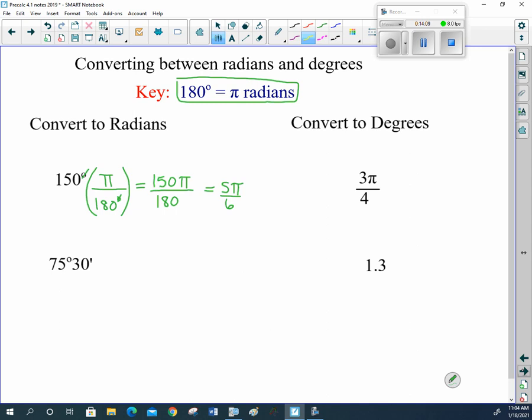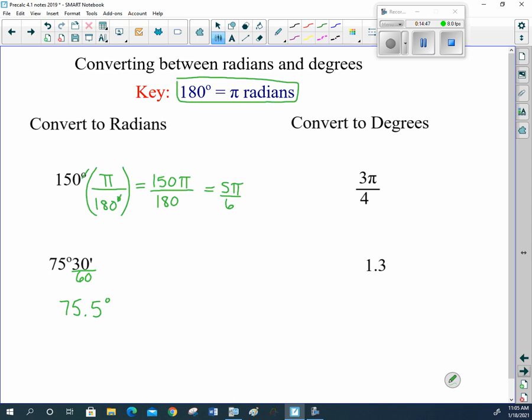Okay, so now we want to convert 75 degrees 30 minutes to radians. So before we do that, we want it to be in decimal degrees before we convert it. So remember, we're going to convert 75 degrees 30 minutes to decimal degrees. Well, the minutes, if I want to convert it, is the one where we just divide it by 60. So this is the same thing as 75.5 degrees. 30 over 60 is 0.5.